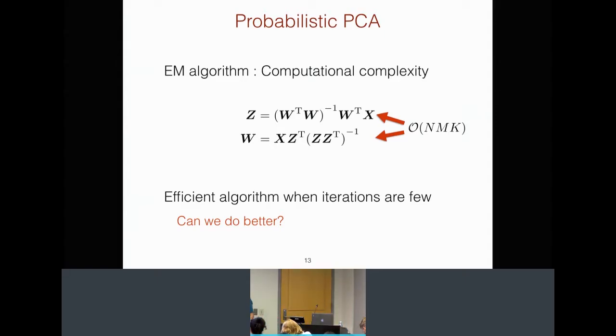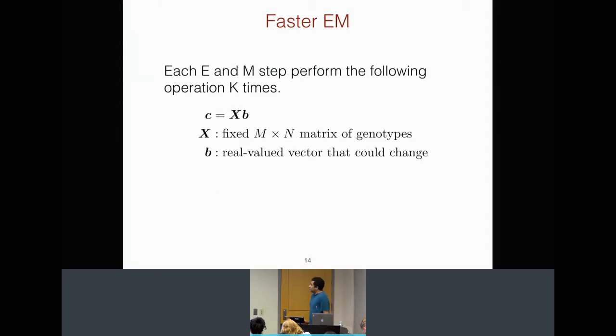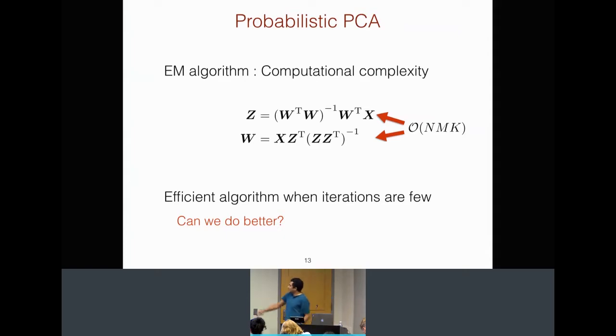Of course, there's also a question of how many iterations you need to run this. And it turns out the EM algorithm converges extremely quickly. So it's actually a very efficient algorithm. Can we do a little bit better if we know something more about the matrix? Basically, what the E and the M step of this algorithm are doing is taking your genotype matrix, X, and multiplying it by some vector that keeps changing. In the E step, we take X and multiply it by some set of vectors, and in the M step, we take X and multiply it by another set.